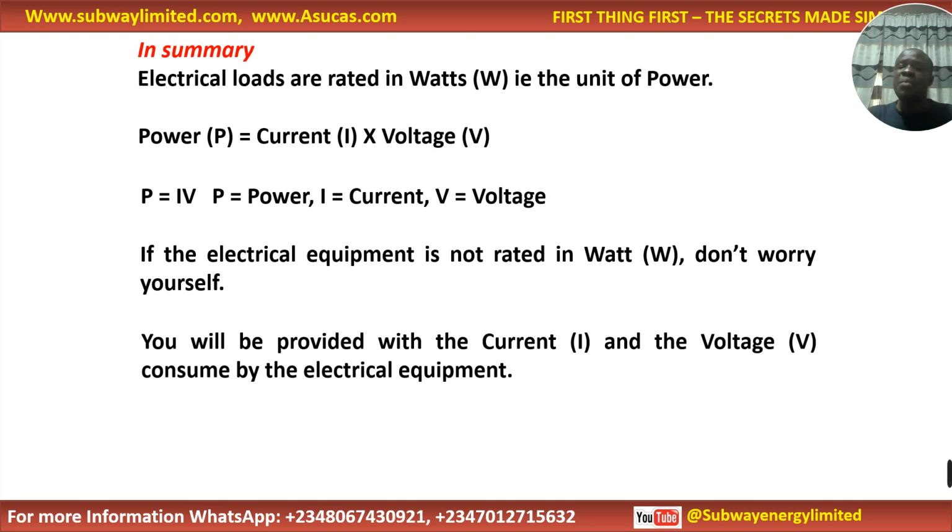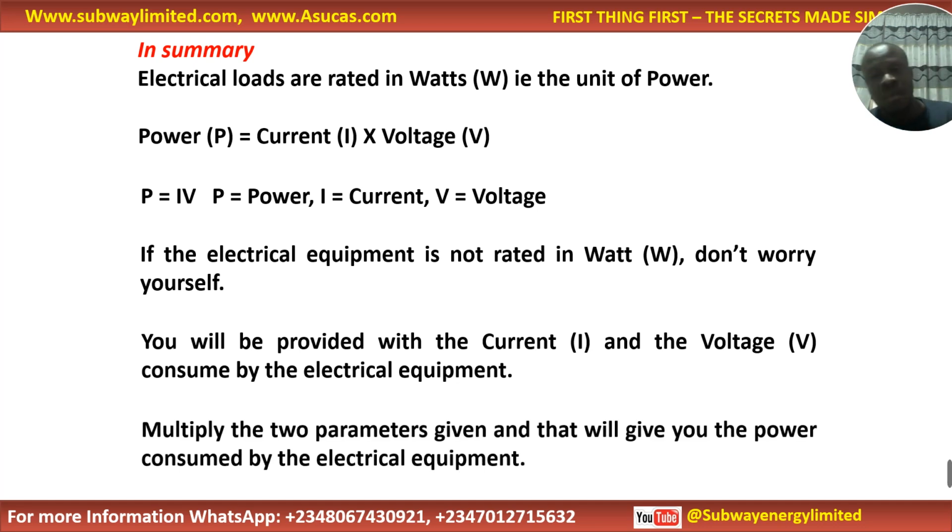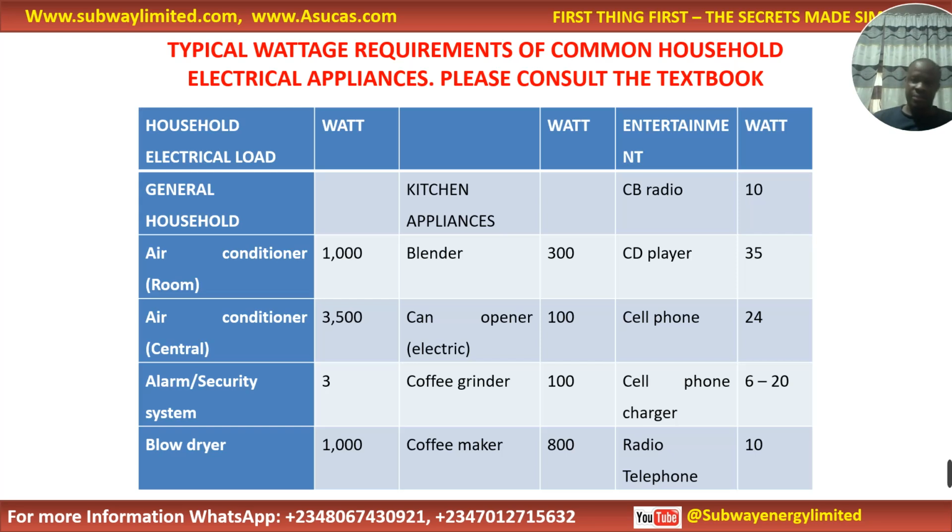So you will be provided with the current if you are not given the power rating of the electrical load. You will be provided with the current and the voltage consumed by the electrical equipment. Multiply the two parameters given, and that will give you the power consumed by the electrical equipment.